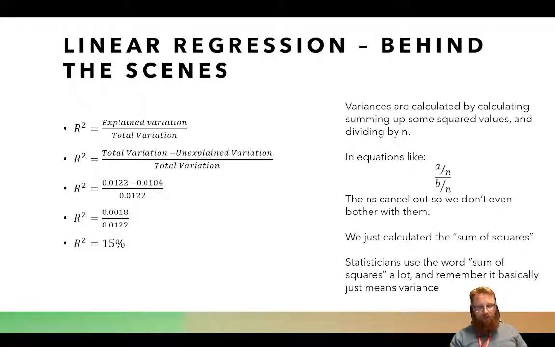I just want to put out to the side that when we did this equation, we got our variances by summing up the squared distance between either the mean or our line of best fit, and then dividing it by n. But n in both of these cases was the same, and so they just cancel out. So actually, we don't even need to divide each one by n. And so we can just calculate the sum of squares. Statisticians love the phrase sum of squares, and it's just the variance, but not divided by n. So when you hear sum of squares, you should just think variance.